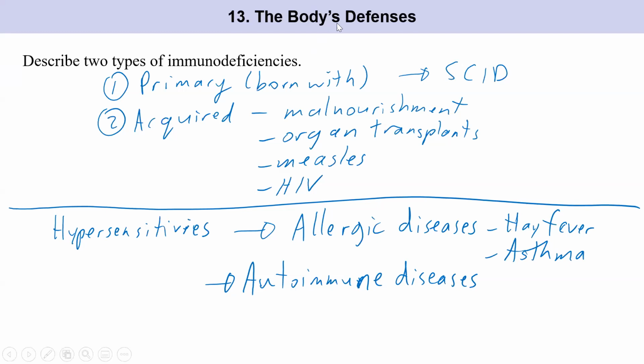So what does this include? Autoimmune diseases. A whole bunch. Type 1 diabetes, lupus, farmer's lung, hemolytic rejection of the newborn, Crohn's disease. There's a whole bunch. You take a look at the lecture notes. Like I said, there's lots of examples there.